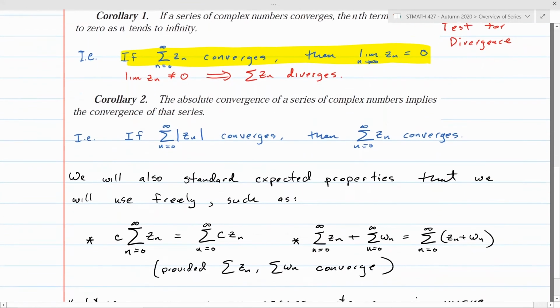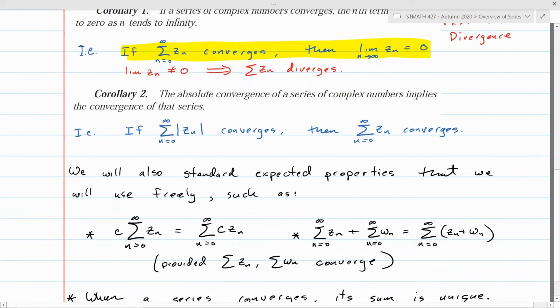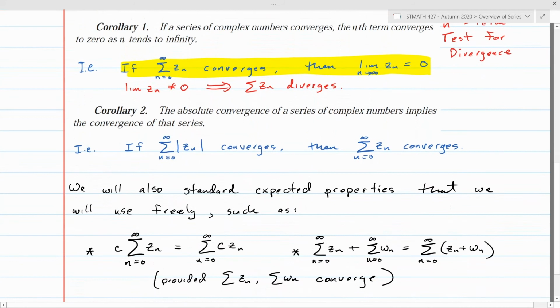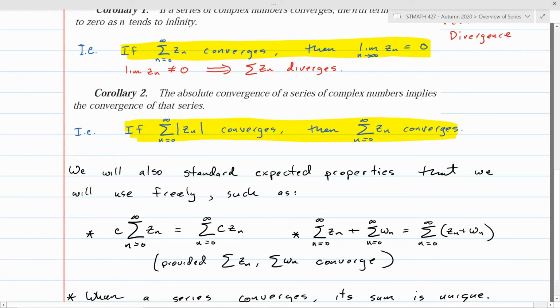And a second corollary is something that you would have seen in calculus class. It just says that if you take the modulus of the terms and add them up and that converges, in other words, if the series converges absolutely, then the original series has to converge. So what I have here in blue: absolute convergence implies convergence.